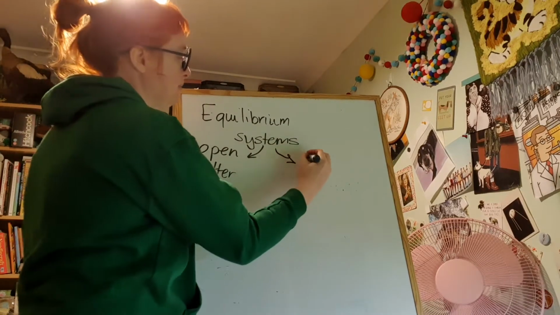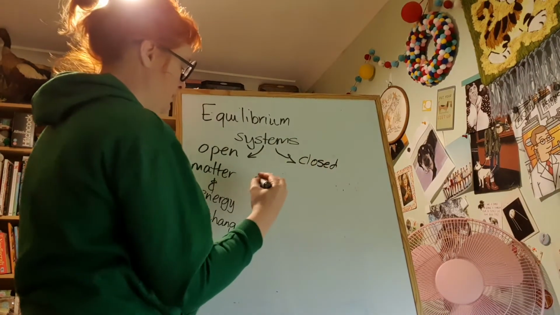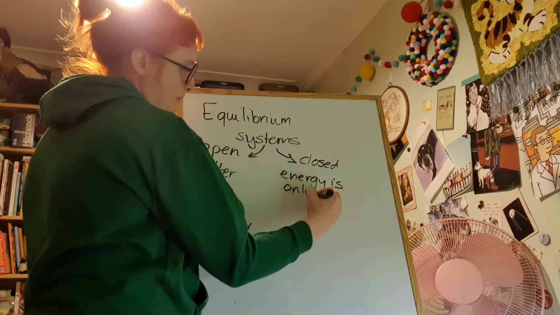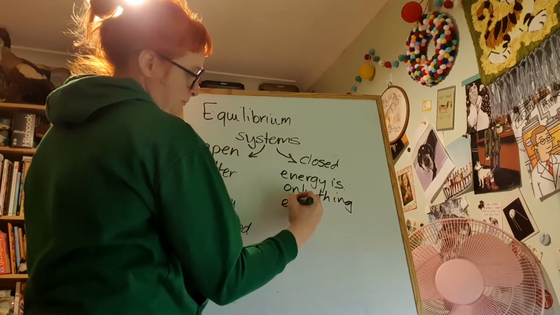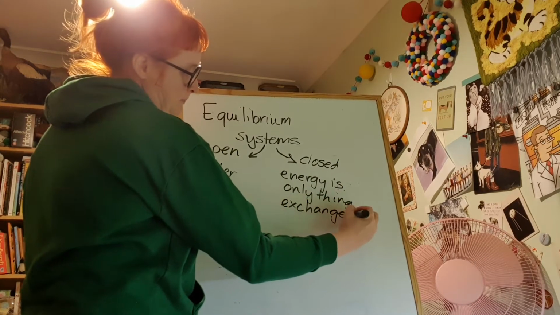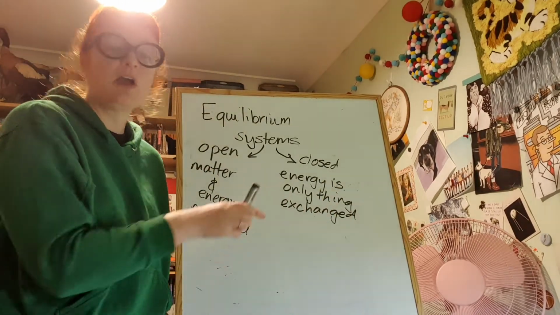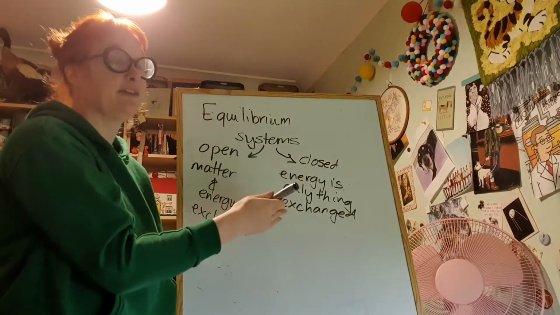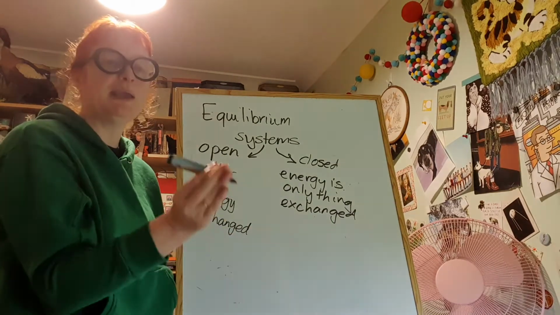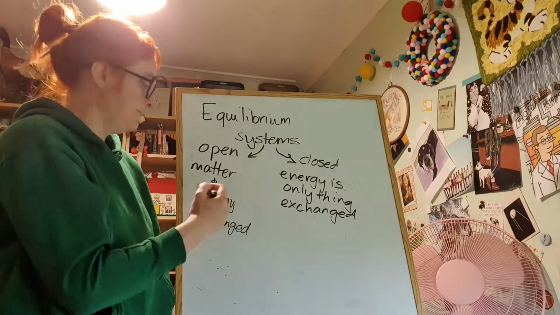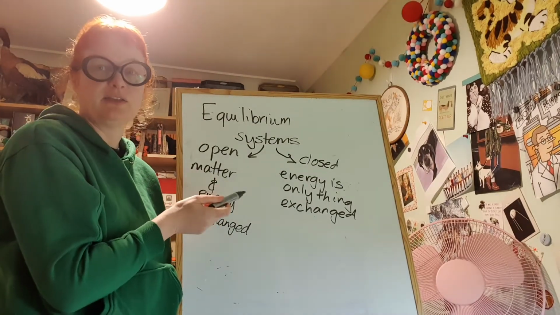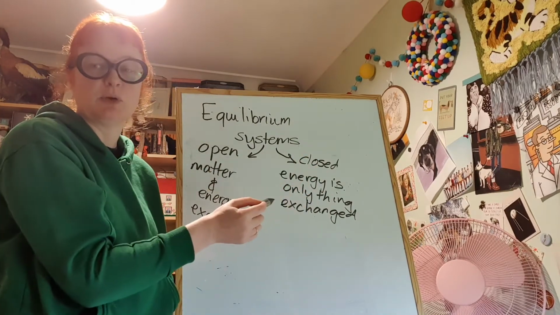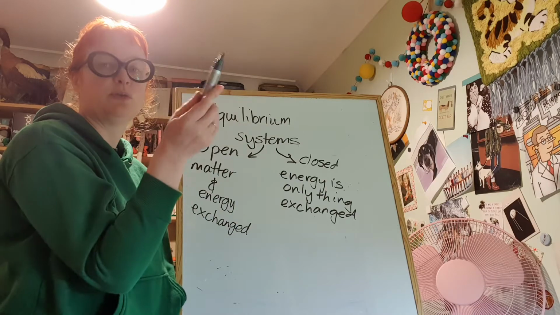But our closed system, the energy is the only thing that's being exchanged. The best example I think of is the space station. The International Space Station is floating around in space. It's not giving off matter, not giving off any particles. The only thing it's going to be releasing is a small amount of energy as it floats through.